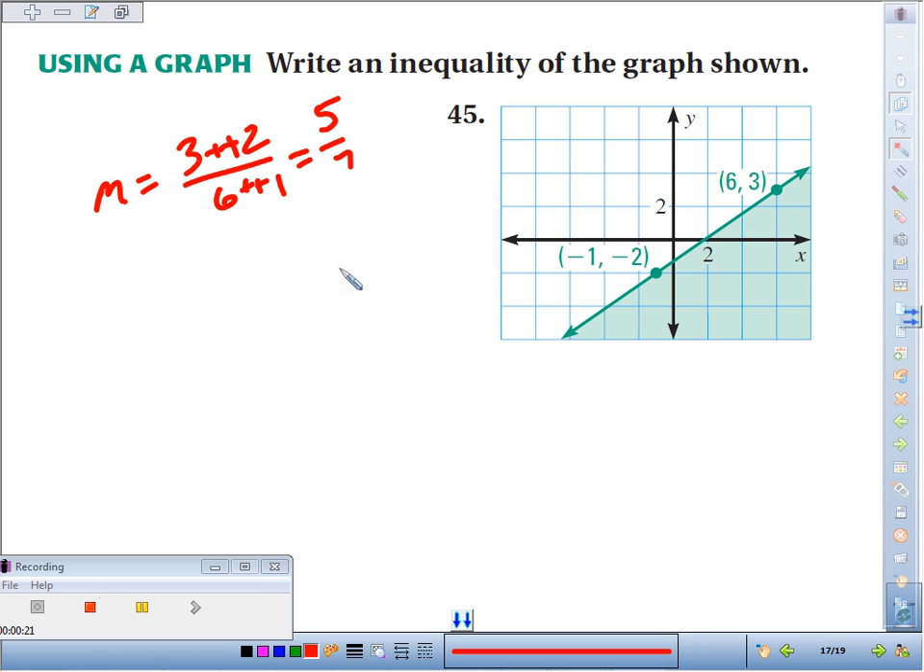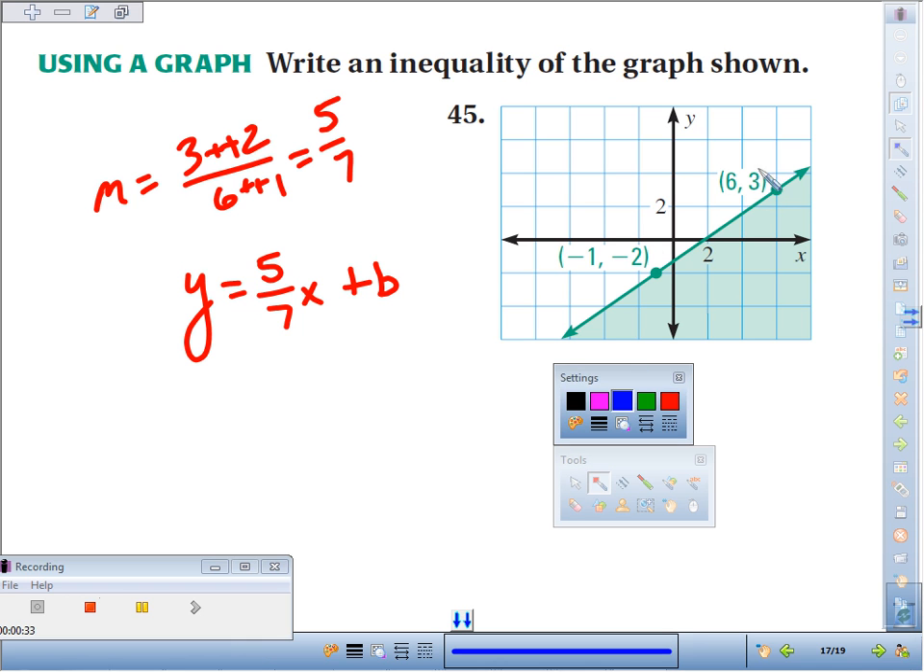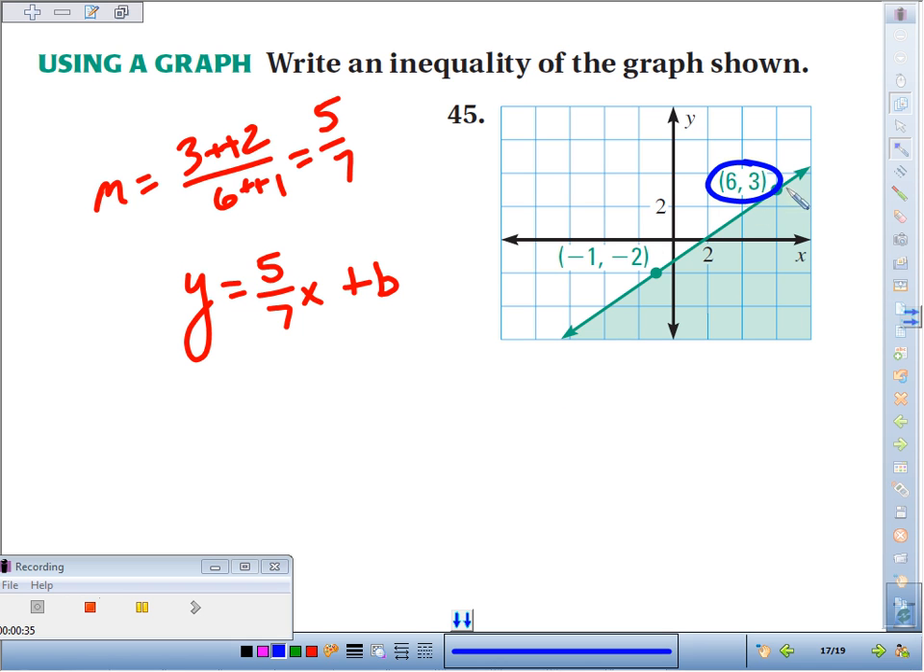Then we could use some techniques from chapter 5 to figure out what the y-intercept is. Because if the slope's 5/7, you know it's going to be y equals 5/7 x, but what you don't know is the y-intercept. Find it by plugging in a point. Maybe I'll plug in 6, 3, because since that's on the line, it has to make this equation true. 3 equals 5/7 times 6 plus what?